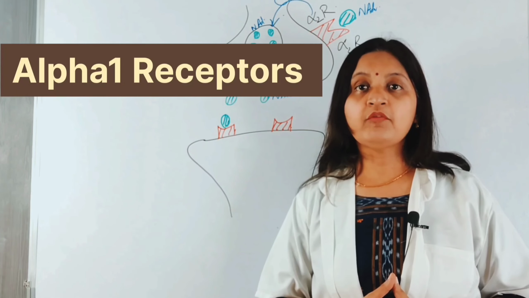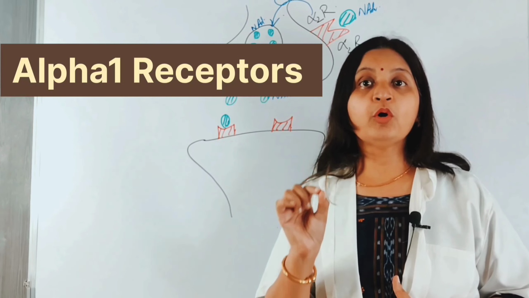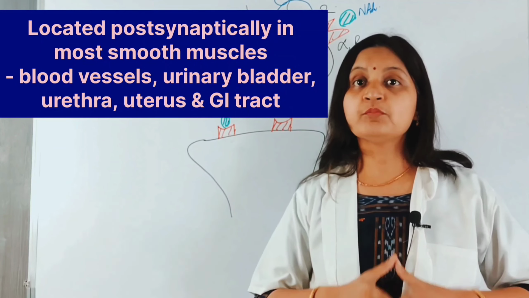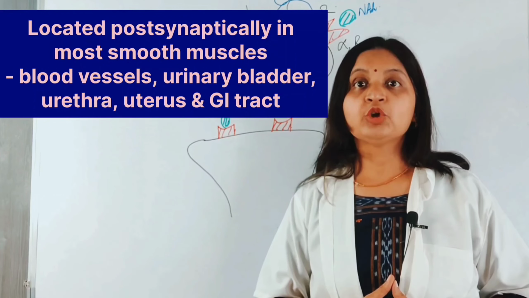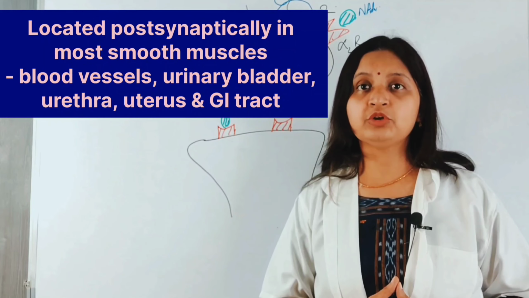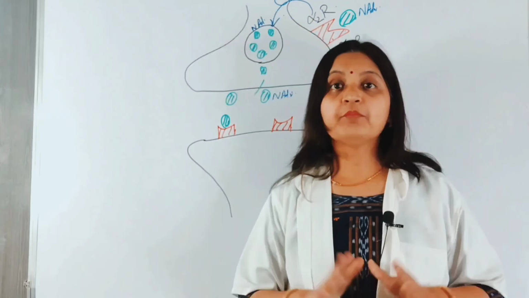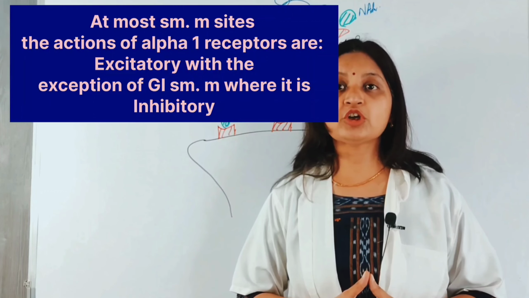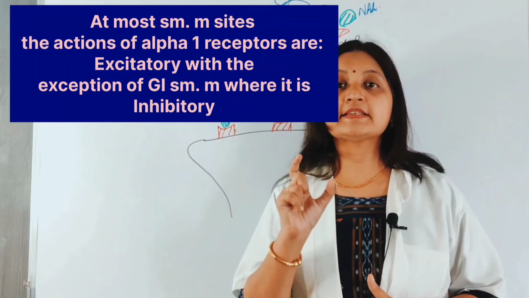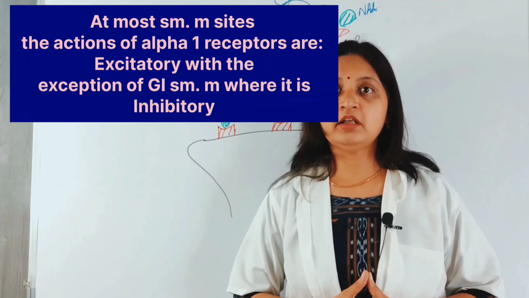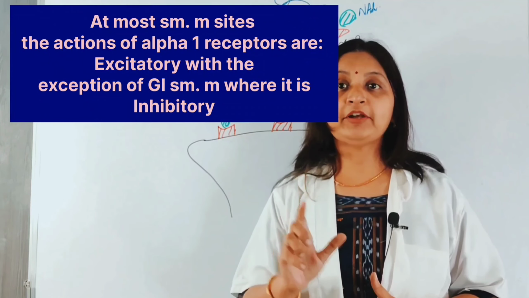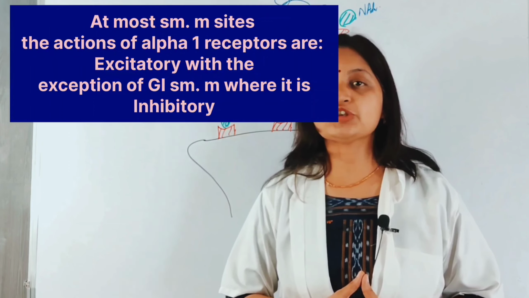The alpha 1 receptors are located postsynaptically in most smooth muscles, such as the smooth muscles of the blood vessels, urinary bladder, prostatic urethra, uterus, and GI smooth muscle. At most of the smooth muscle sites, the function of alpha 1 receptor is excitatory, with the exception of GI smooth muscle, where the function is inhibitory, that is, they cause relaxation.